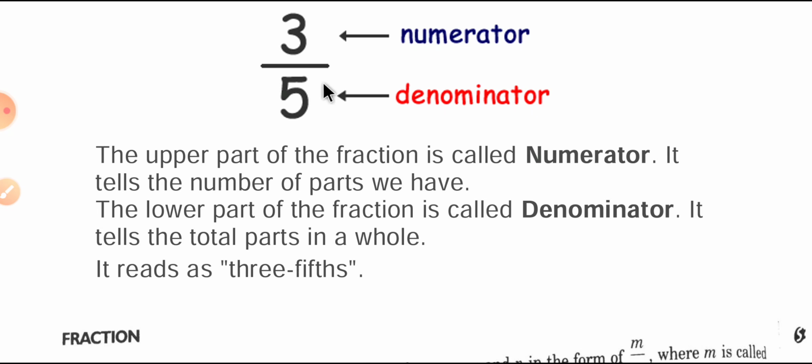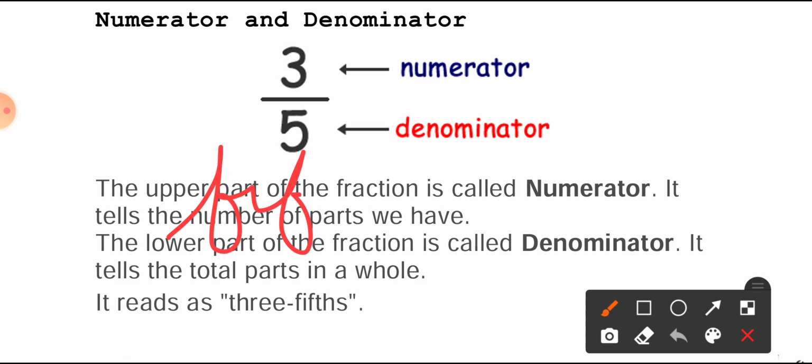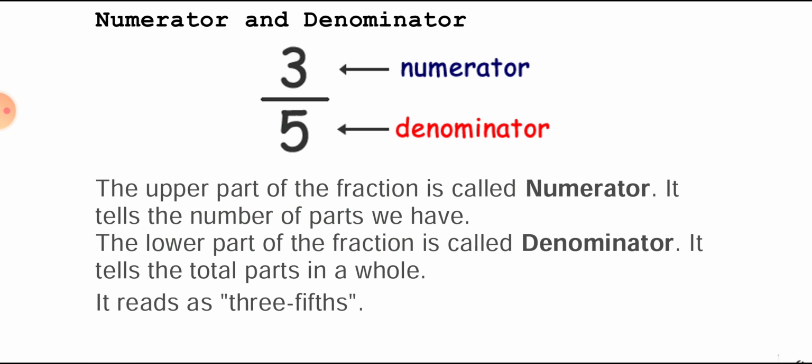So 5 is called denominator, and it tells the total parts in a whole. It means there are total 5 parts, and out of this we have only taken 3 parts, and it will be read as three fifths. You can see 3 you have to write simply as THREE, and as 5 is given in the denominator, you have to write it as FIFTH. You have to add TH to every denominator number.